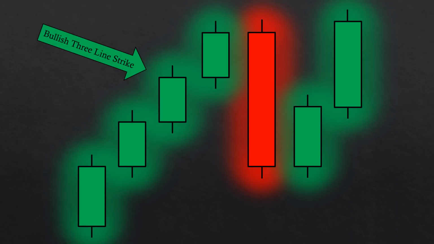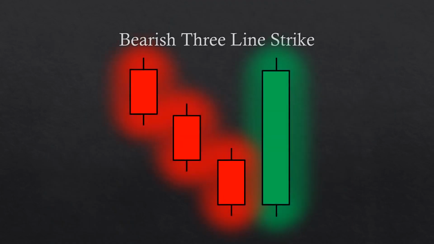Next, we have the bearish 3-line strike, which is the mirror image of the bullish 3-line strike. So it's a bearish continuation pattern. The pattern is formed by 3 small to medium-sized bearish candles, followed by a large bullish candle that closes more or less where the first candlestick in the pattern opened.